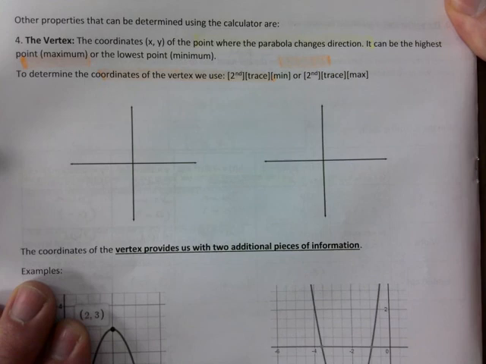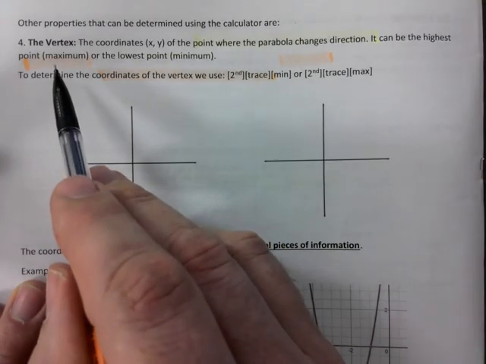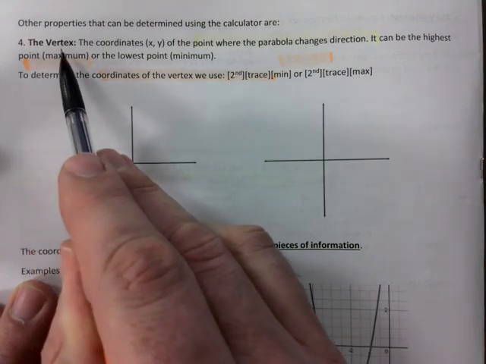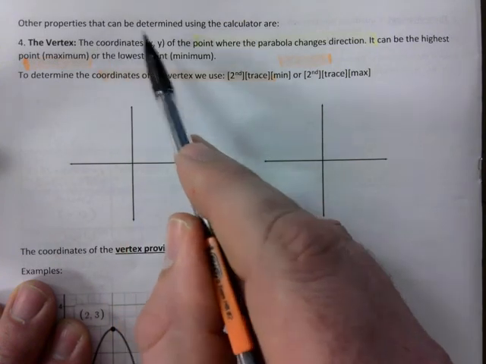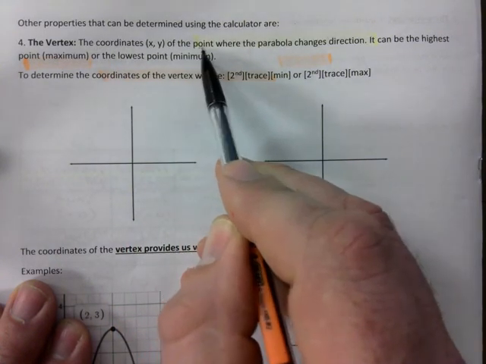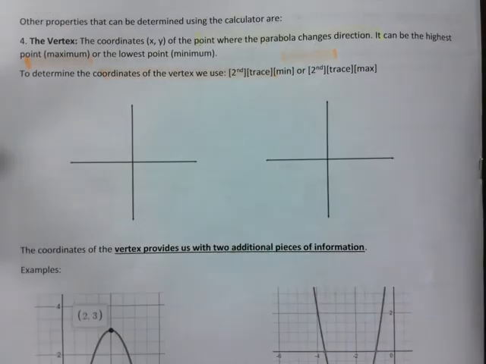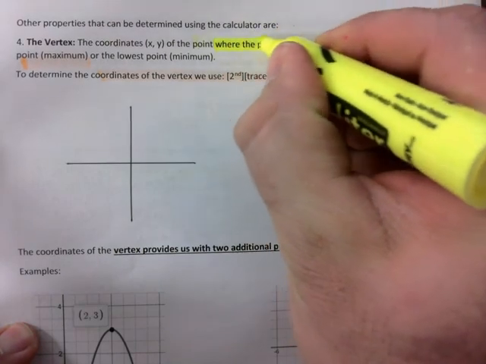Okay, so now we focused mainly on things that you could have just taken or come up with just by looking at the equation. Now you need your calculator for the rest. So the vertex, for example, what is the vertex? Here it is. The coordinates x, y of the point where the parabola changes direction. So I'm going to highlight that. It's basically where the parabola changes direction.